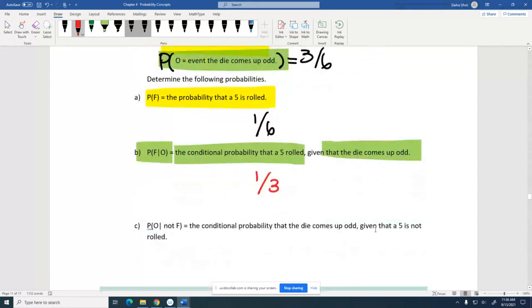And how about this one then? I need the conditional probability. I got odd numbers, but I said it is not 5. Just a second. I rolled, and I got something, right? And I told you it is not 5. So already you knew it. It is not 5. And now, what is the chance I got odd numbers?